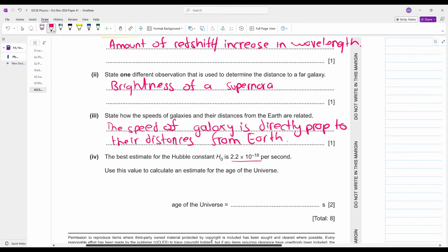The best estimate for the Hubble constant is this. You have to calculate the age of the universe. The age of the universe is what? 1 divided by the Hubble constant. 1 divided by 2.2 × 10^-18. What does the age of the universe come out to be? 4.5 × 10^17 seconds is the age of the universe. This marks the end of this paper. If you have any questions, you can ask me.